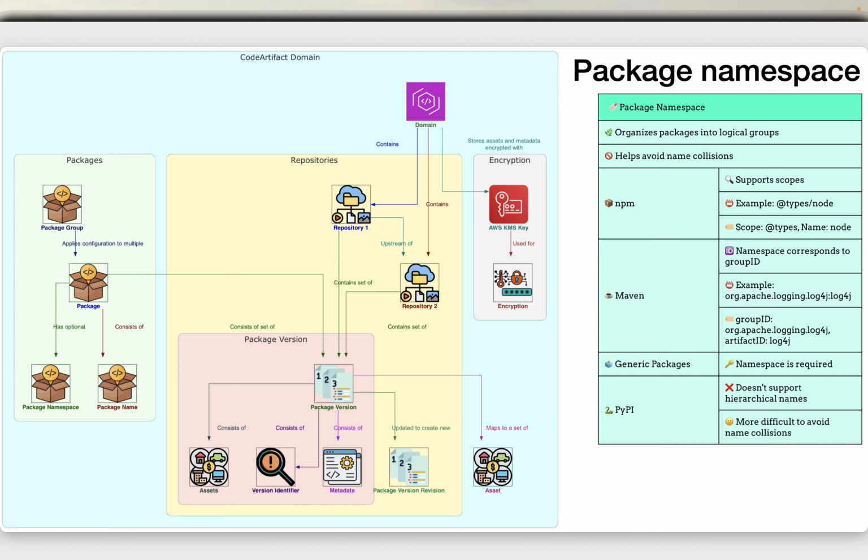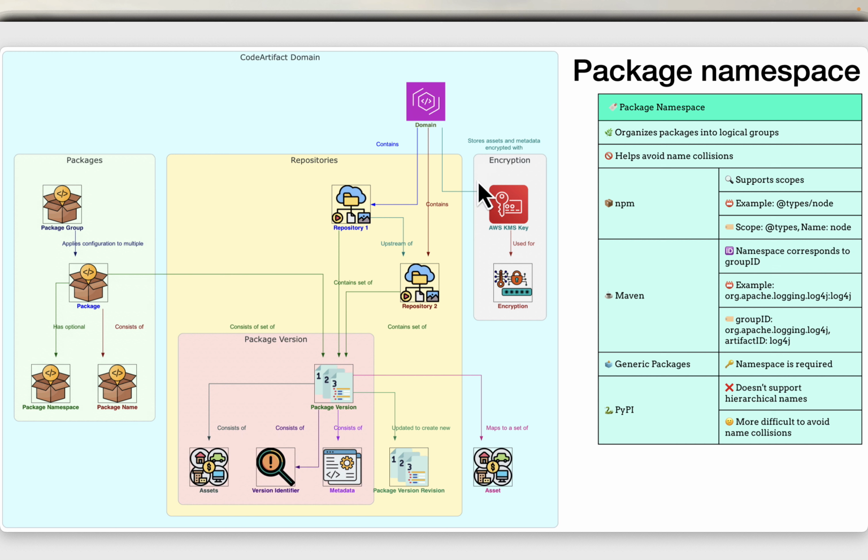So for generic packages, a namespace is required, and some package formats such as PyPI don't support hierarchical names with this concept. So it's about Python. So Python does not have the same support. They do not support hierarchical namespaces with concepts similar to npm scope or Maven group ID. And without a way to group package names, it can be more difficult to avoid name collisions. So this is in certain cases.